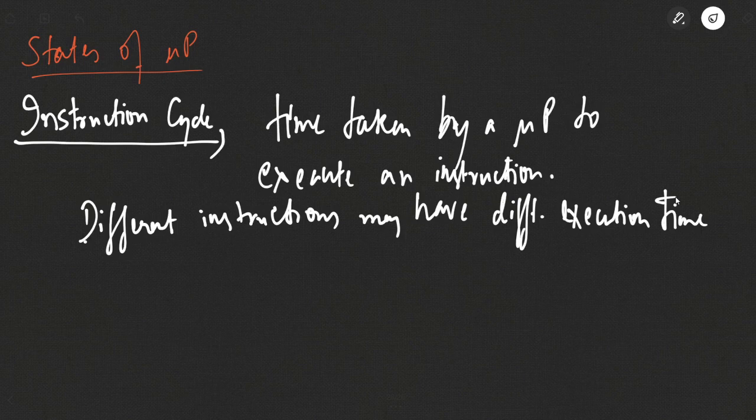Now, what does this depend upon? This will depend upon three important steps. One will be fetching, second one will be the decoding, and third one will be the execution. Fine. So there are three steps involved in the process of executing an instruction. The first process is that of fetching. So the microprocessor will fetch the instruction that needs to be executed. Secondly, it will start decoding the mnemonics.